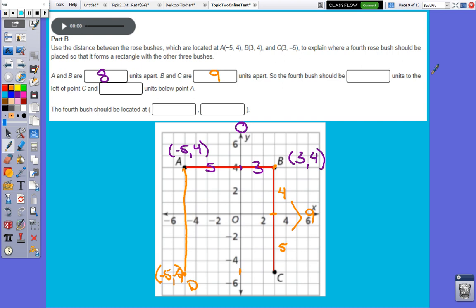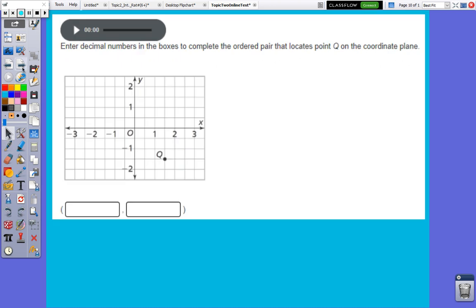So it says the bush should be blank units to the left of C. Well, we just said that it should be another 8 units because we want it congruent. We want opposite sides being congruent, and this would be 9. So the bush we planted at -5, -5. I just took a lot of time on that problem. Not a problem. I want to make sure I get it right. I want to make sure that I have my answer correct.